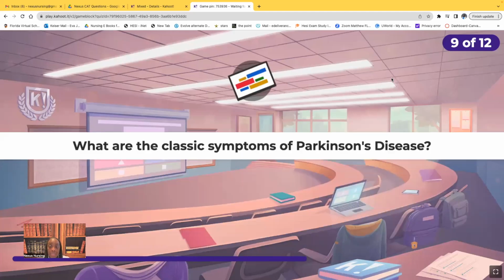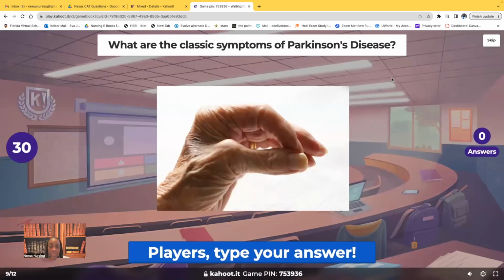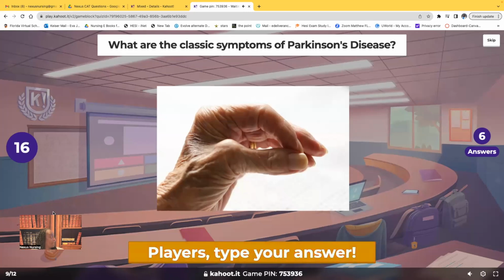What are the classic symptoms of Parkinson's disease? What are the classic symptoms? Can you think of at least one? A classic symptom of Parkinson's disease. Patty, great job. I forgot about that one.